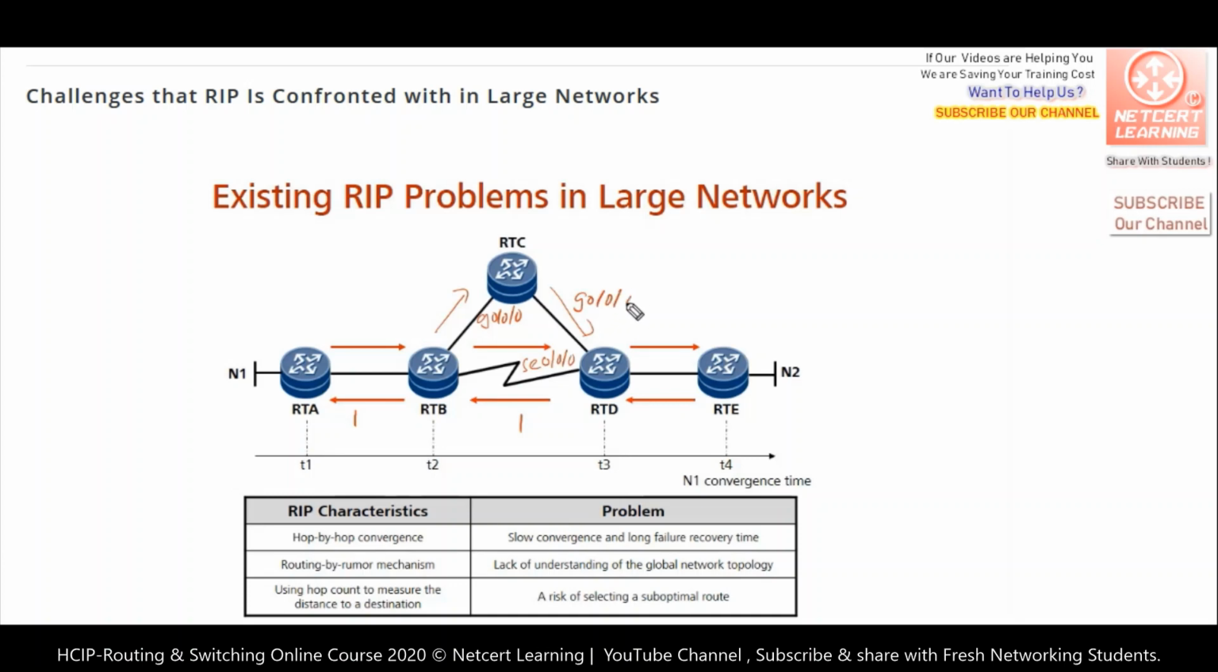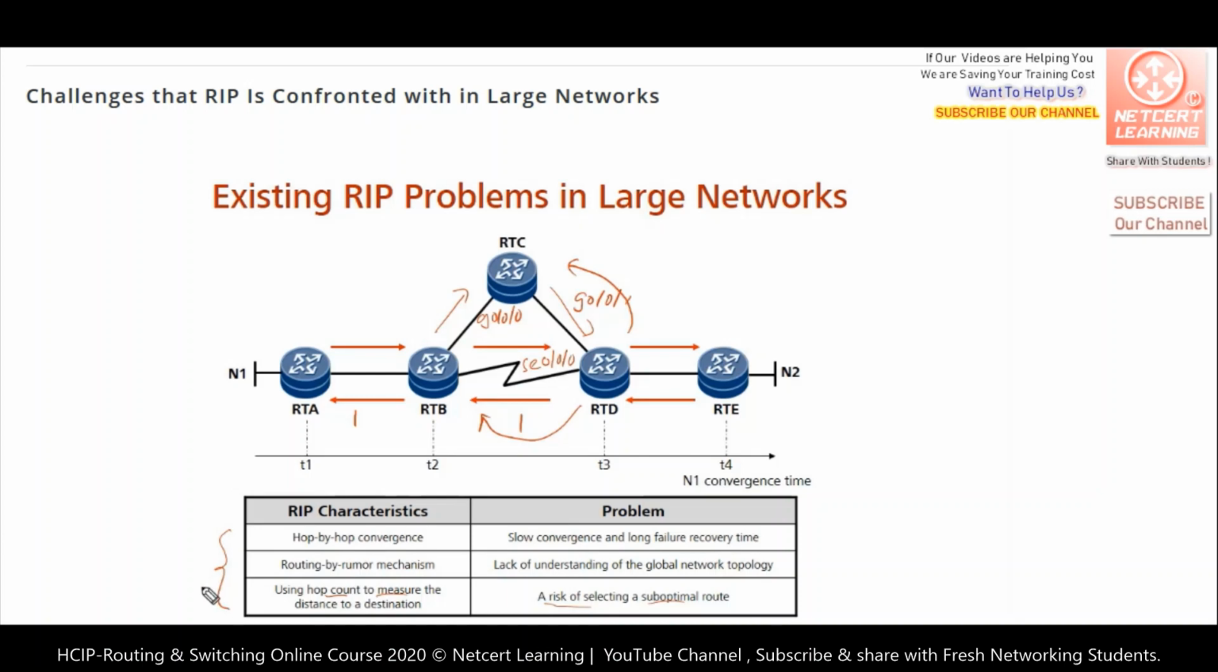So in theory, gigabit is so much faster than the serial link. Now, because it's using hop count, router E will send to router D, and router D will decide router B is the best path instead of router C due to the hop count. So the measurement based on hop count is not so sophisticated, as in this example above. So we have a risk of selecting a suboptimal route. Here we have the three major problems related to RIP.